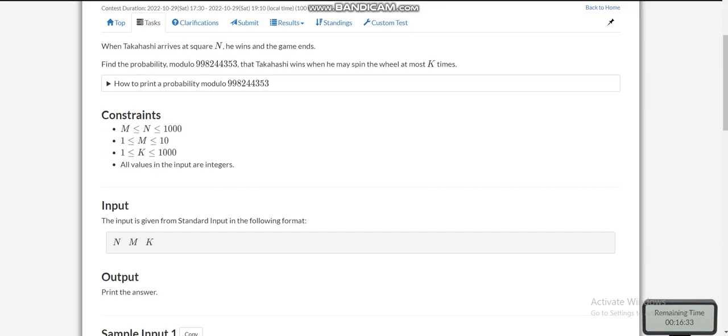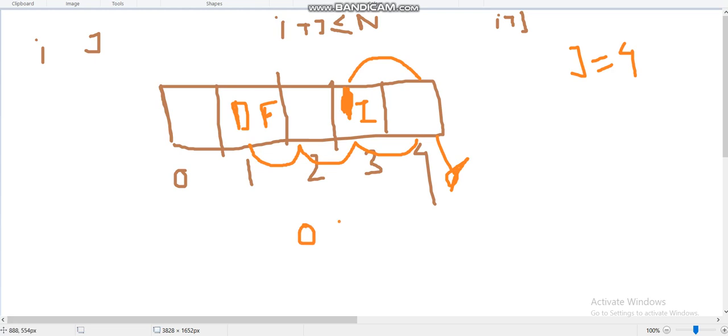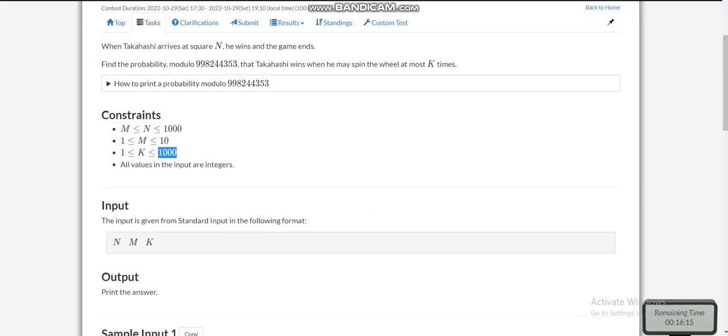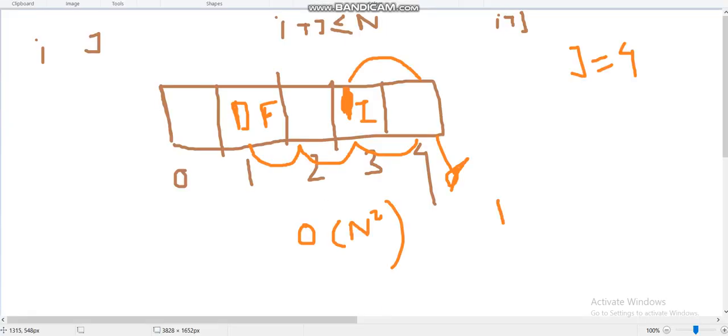Now let's check the constraints. M is less than or equal to n, which is less than or equal to 1000. M is from 1 to 10 and k is from 1 to 1000. For this type of problem where the constraints are quite low, we are thinking about some kind of order n squared solution. So what is n squared here? The first thing you can consider is that n equals 1000. So one of the parameters could be n.